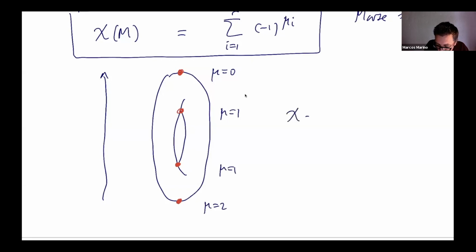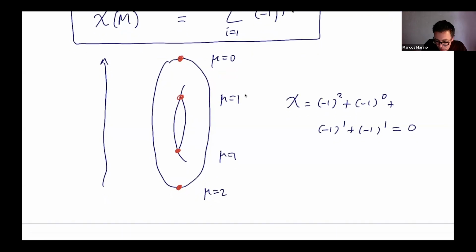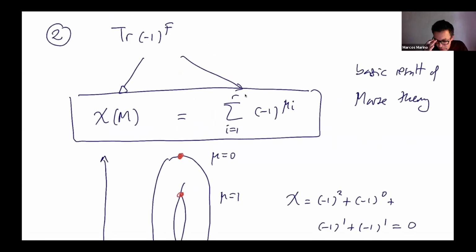So now the Euler characteristic is (-1) to the 2 plus (-1) to the 0 plus (-1) to the 1 plus (-1) to the 1. So this is 0, which is the correct Euler characteristic of the torus. Okay. So that's a physics derivation of two basic results in Morse theory.